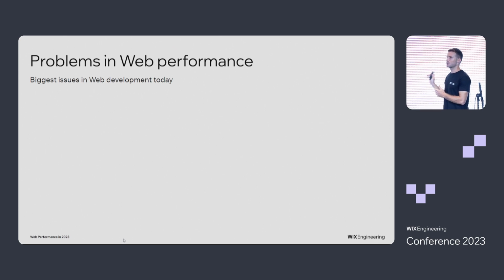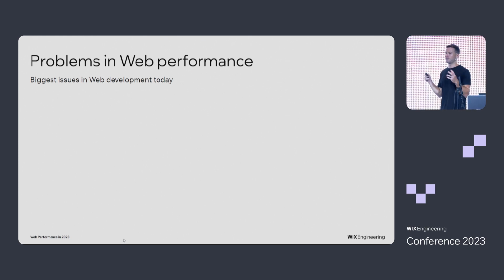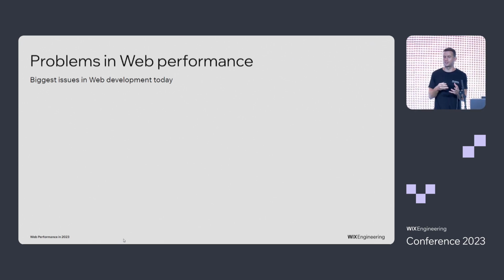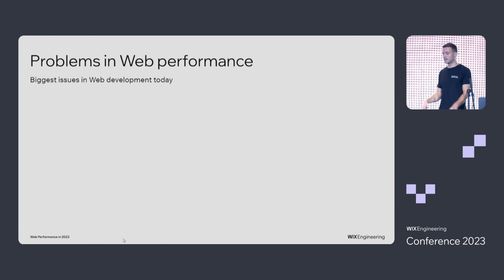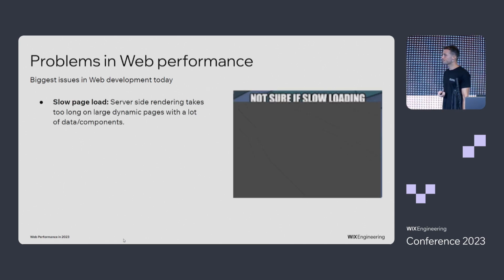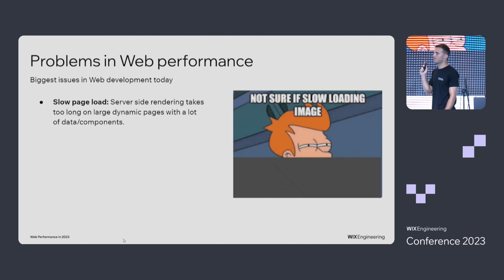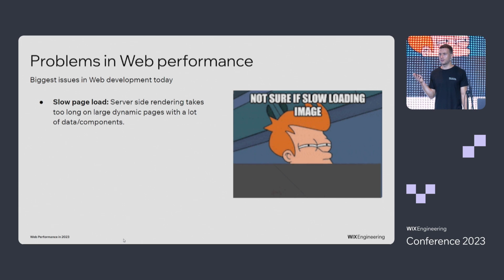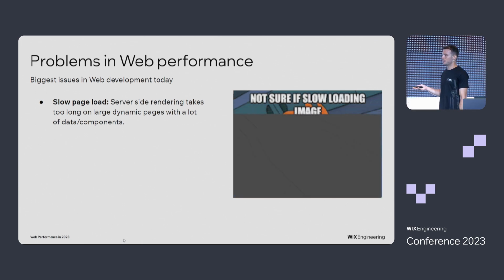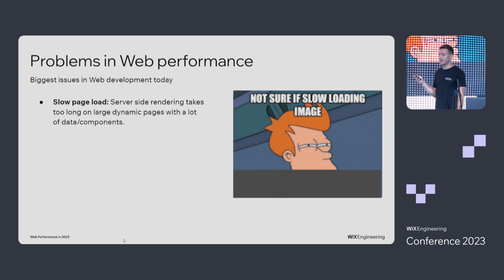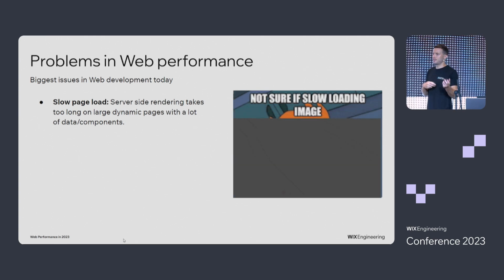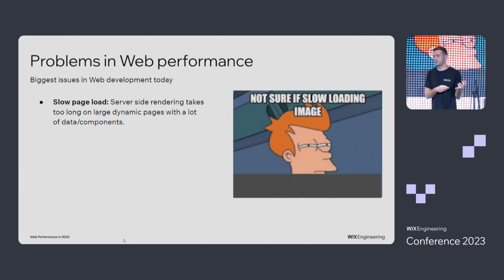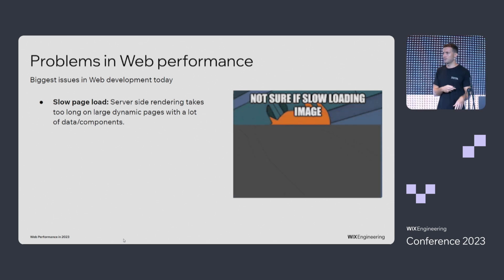So before we dive into those frameworks, I want to talk about web performance problems at a high level, and explain why we have those problems so we can understand why we use those features. The first problem is slow page load. Even with server-side rendering, pages still load slowly, especially large pages with dynamic data, because you have to fetch the data. Sometimes there is a lot of data to fetch from the server side.